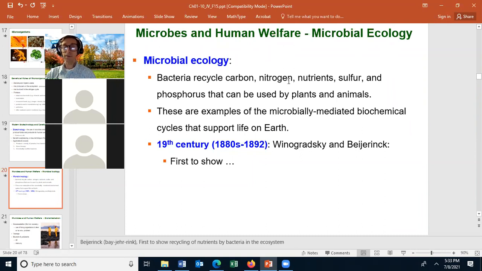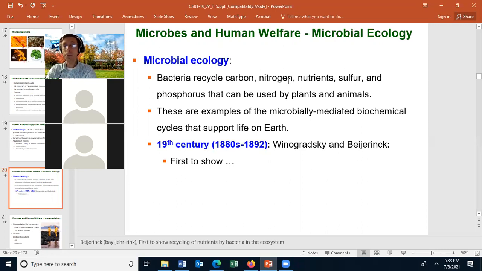Anyways, these are just some of the examples of microbial-mediated biogeochemical cycles that help support life on Earth, and without them, the nutrients would not recycle, and then they would just accumulate in the soil or in the ground or something, and they would not be available for other organisms.